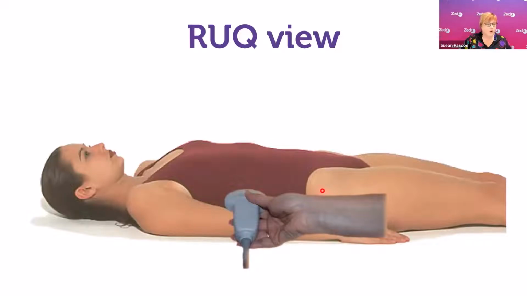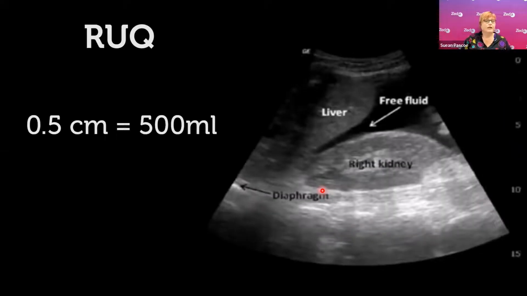We're putting the probe on at about the level of the xiphisternum and the mid-axillary line, and we're scanning through the right upper quadrant to identify fluid sitting between the liver and the kidney in Morrison's pouch. And if we see a 0.5 centimetre strip of fluid here, it roughly equates to about 500 mils. A 1 centimetre strip equates to about 1 litre of blood.